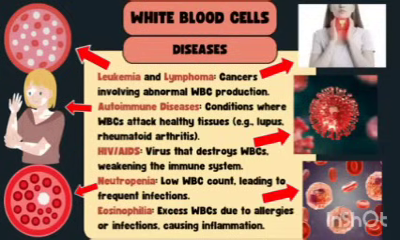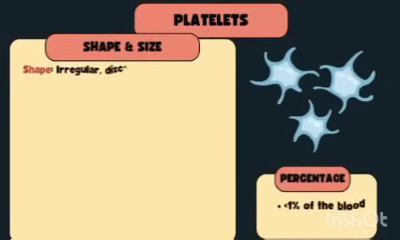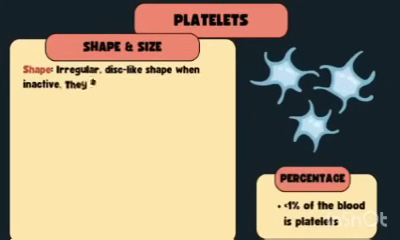The next one is neutropenia. In this, a low WBC count is observed, leading to frequent infections. The next one is eosinophilia. Here, excess WBCs due to allergies or infections cause inflammation. Kindly see the pictures.